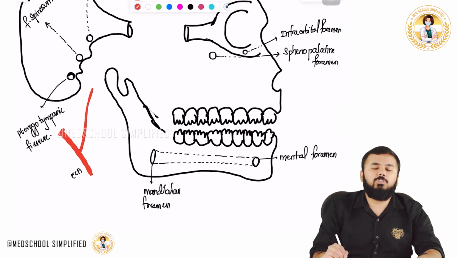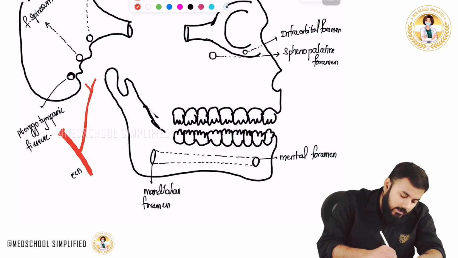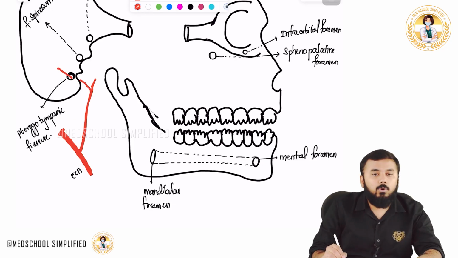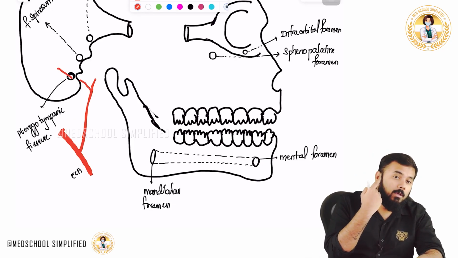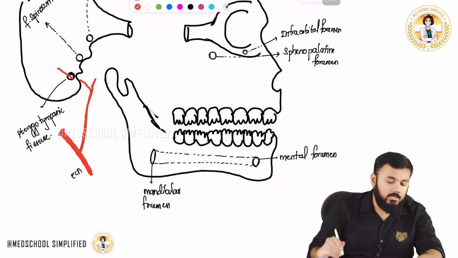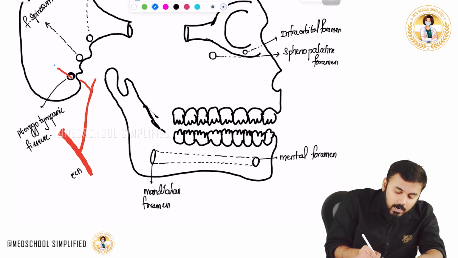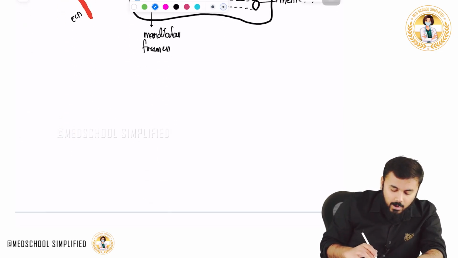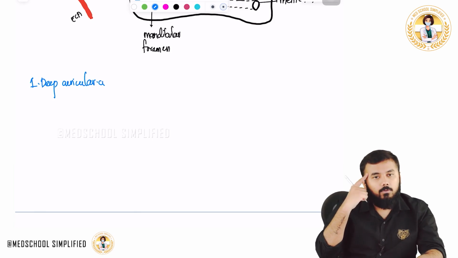There are different branches of the maxillary artery. From this, you see an artery that is entering inside like this and coming out of this pterygotympanic fissure. This artery enters deep inside your auricular regions. That is why you call this artery the deep auricular artery. Let me name this artery as 1. Artery number 1 is your deep auricular artery.